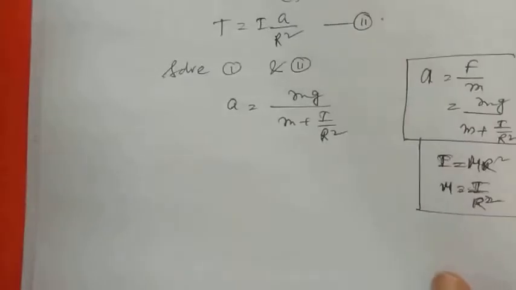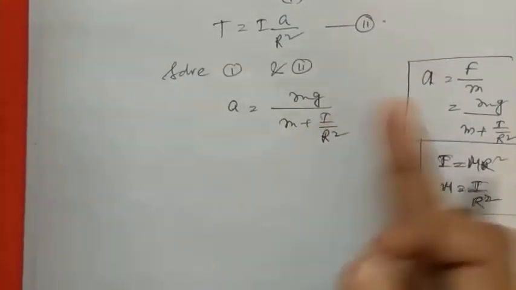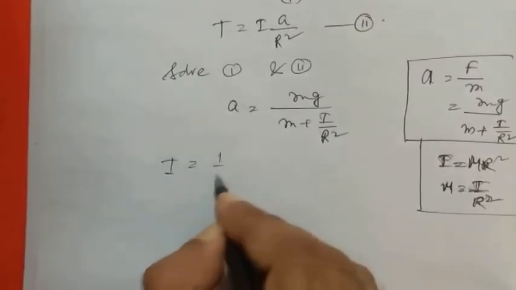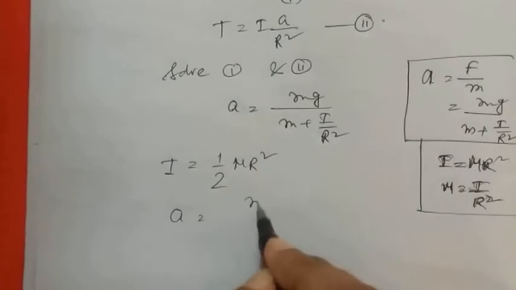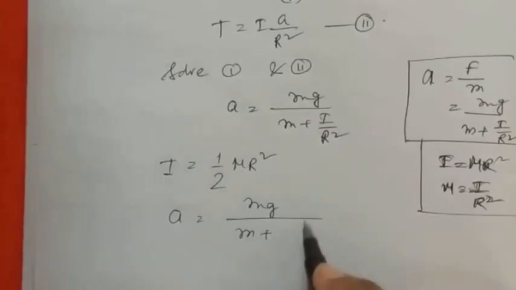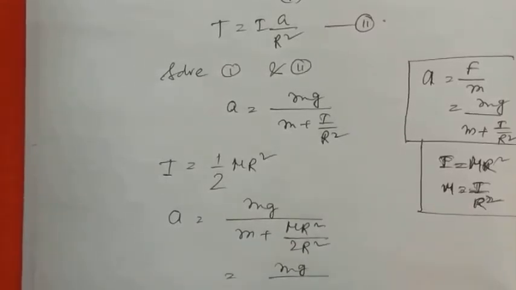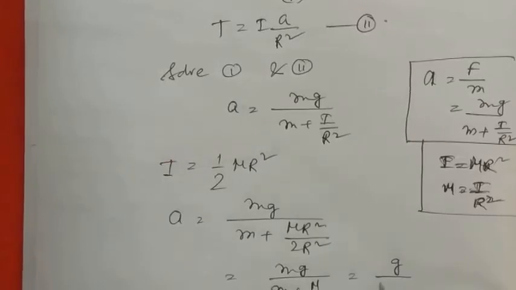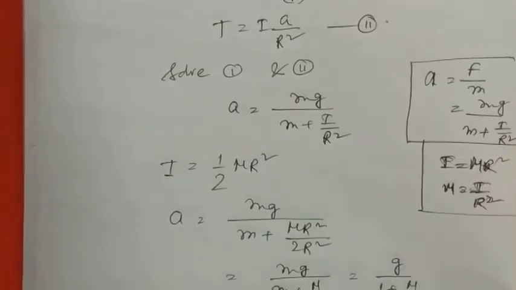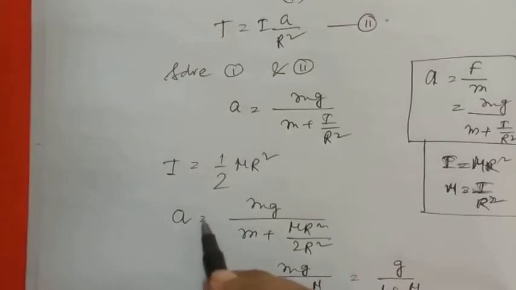Now as this is a cylinder which is rotating about its own axis, the value of I, we already know, is half of mr square. So we replace the value of I here: mg by m plus mr square by 2r square. So r square gets cancelled, mg by m plus m by 2. Cancelling out m from the numerator and denominator, we get m by 2m. So the acceleration value is g by 1 plus m by 2m.